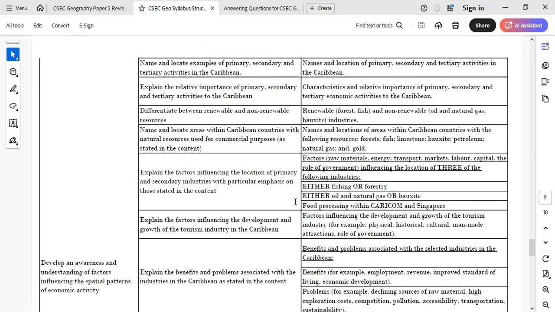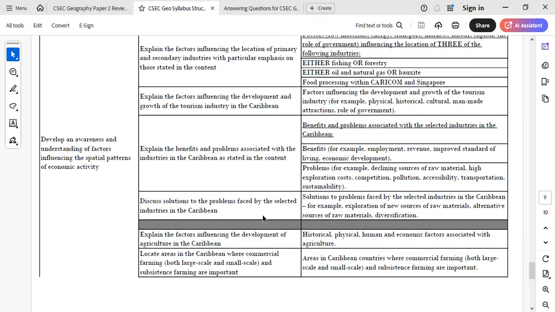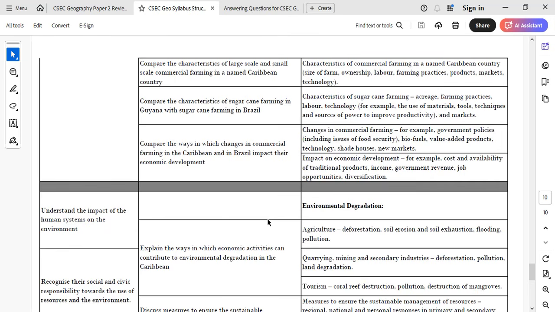What are some of the problems in those areas? And what are some of the things that could be done to solve those problems in those countries? Important to know those things as well. And of course, agriculture. What are the factors that influence agriculture in the Caribbean? And then, of course, what are some of the problems we are seeing now in agriculture, right? What are some of the trends we are seeing in agriculture because of some of the problems arising?